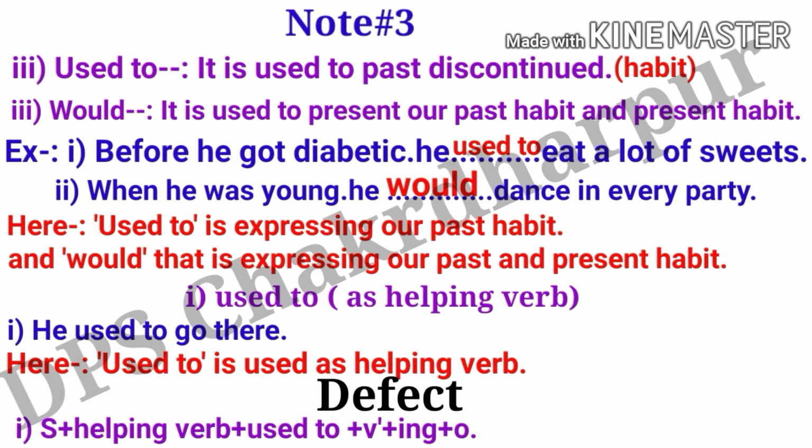Used to is also used as a helping verb. For example, the first one is: he used to go there. Here used to is used as a helping verb. So let's see the structure. The first one is subject plus helping verb plus used to plus ing form plus object. So my dear friends, let's see its example.